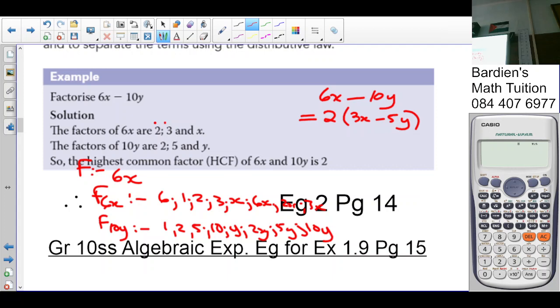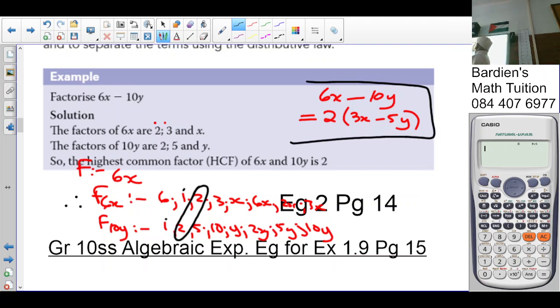But the question says the highest common factor of 6x and 10y is 2. Can you see that? That's the only one that's in both. And of course 1 is in both. But the highest of the two is going to be 2. You understand? Yes, sir. And this is basically what we have done in grade 9. Not so? Okay. Let's carry on.